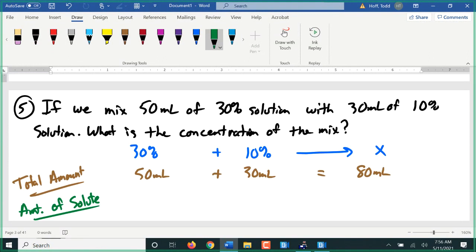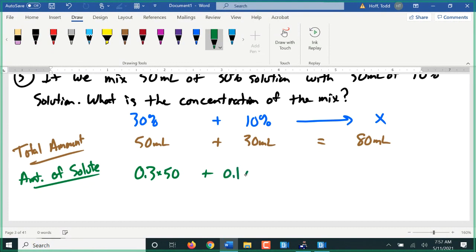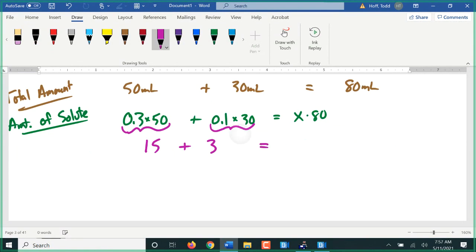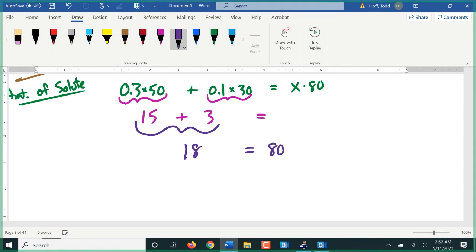So next we want the amount of the solute here. 30% becomes 0.3 times the 50 milliliters. 10% becomes 0.1 times the 30 milliliters. And then we have X times the 80 milliliters. So now we'll combine what we can here. 0.3 times 50 is 15. 0.1 times 30 is 3. We will combine those to make 18. Then on the right side, X times 80 is just 80X.